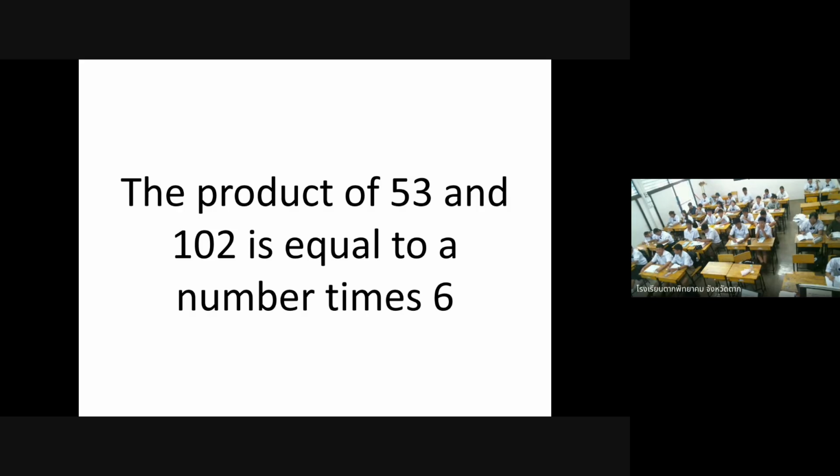What is this? The product of 53 and 102 is equal to a number times 6. Product, what does product mean? If you have the product of 53 and 102, that is multiplication, is equal to a number times 6.